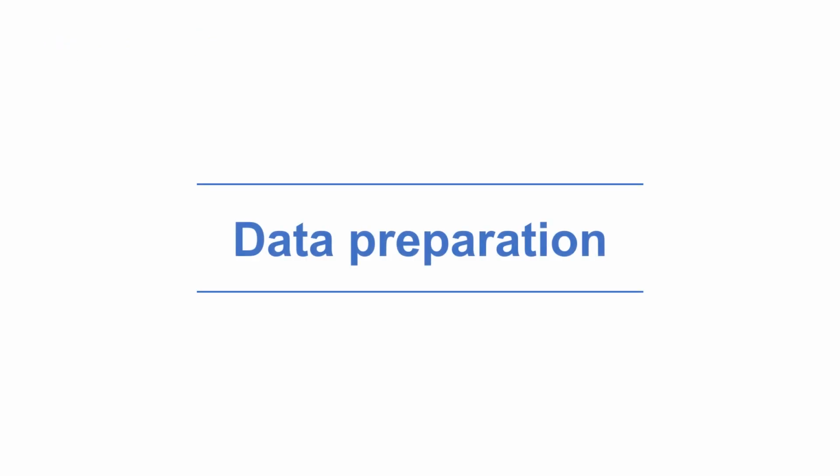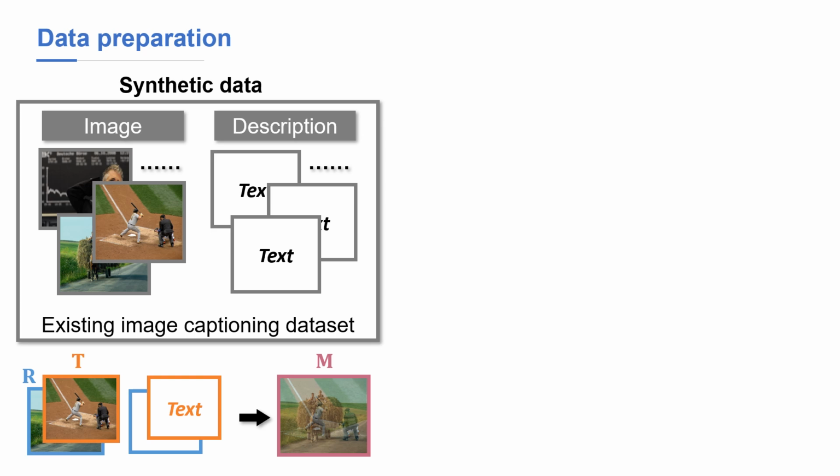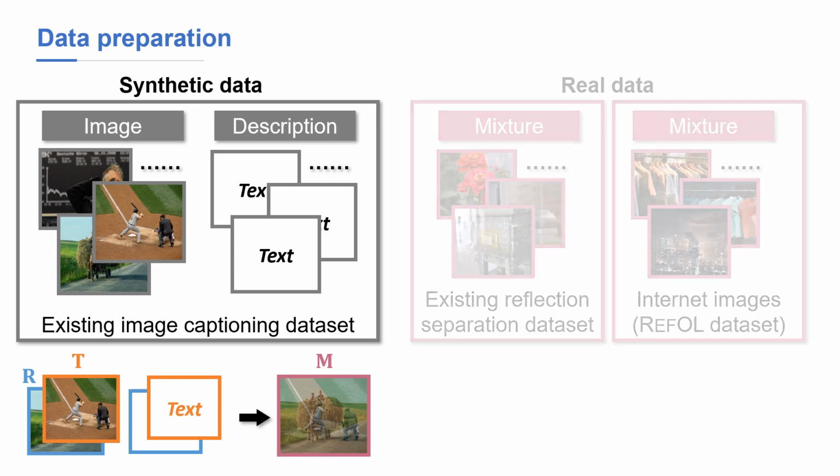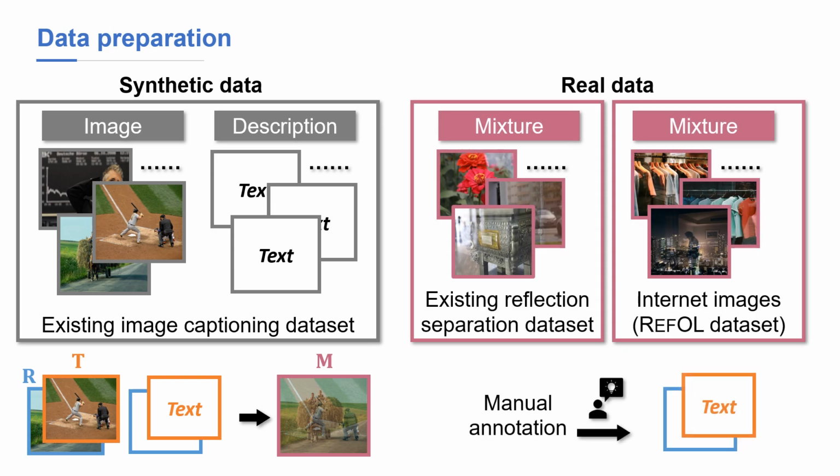We build a dataset containing both synthetic and real data to overcome the annotation deficiency. We utilize two prevailing image captioning datasets, that is, Flickr30k and COCO Captions, for synthetic data generation. We randomly select images with descriptions and conduct linear blending to generate mixture images. For the real data, we manually add language descriptions for the off-the-shelf real datasets, and further collect a real dataset containing 100 mixture images from the internet for evaluation.